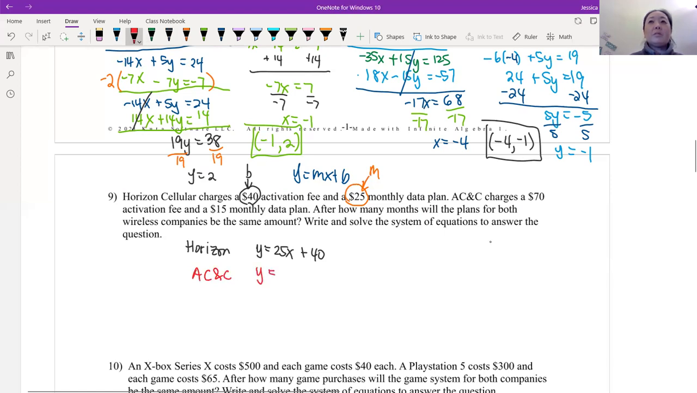Right, so y equals, so it charges a $70 activation fee. So that's like our plus 70 right here. And a monthly fee of 50, so this is cheaper, but the activation fee is higher. So the question is, after how many months will the plans for both wireless companies be the same amount?